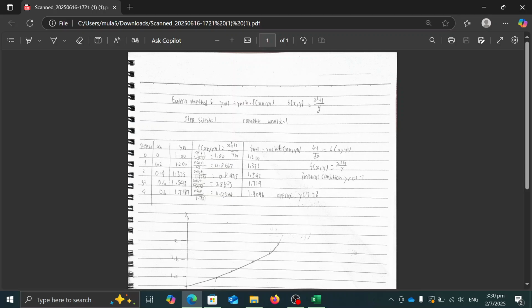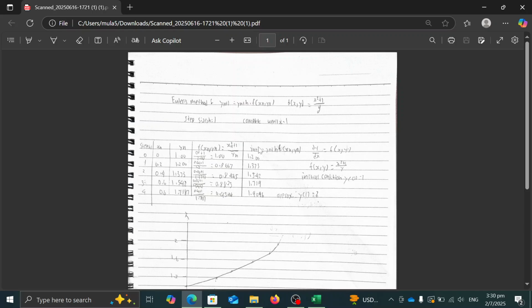As you can see here, there's this x squared plus 1 over y, and I've substituted the xn and yn into the formula, or into the function f(x, y). When I substitute xn equals 0 into here and yn equals 1 into here, it gives me a function value of 1. I substitute the function value over here, multiply by the step size plus the yn, which gives me a resulting value of 1.20.